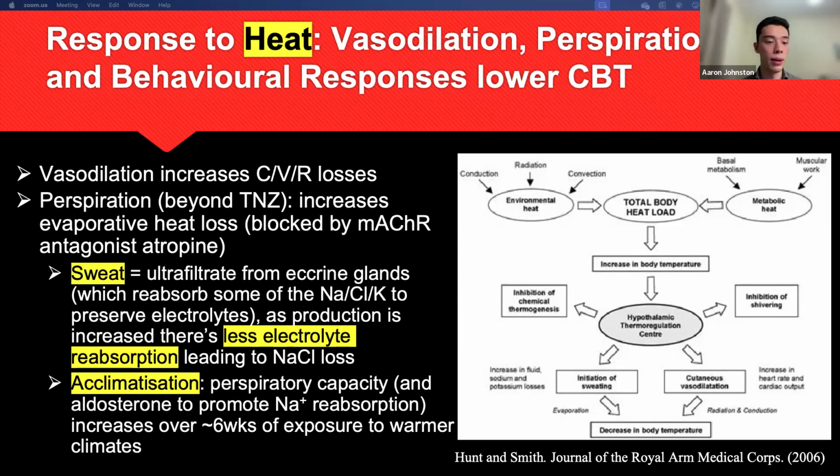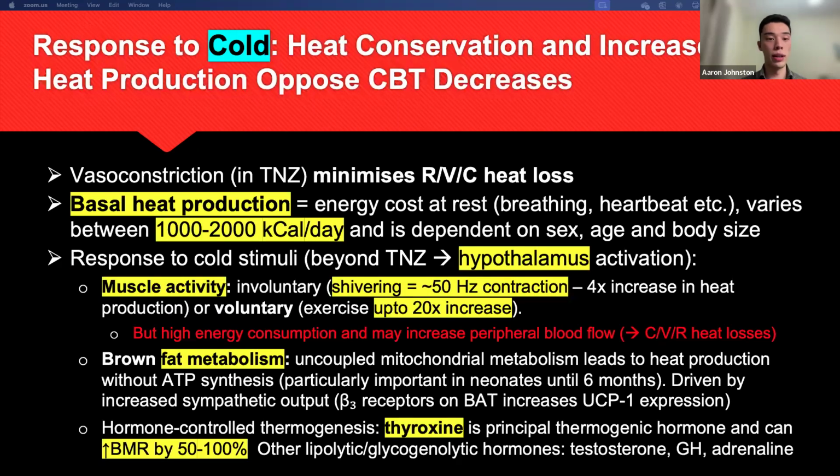Chronically then, we can increase our perspiratory capacity. For example, aldosterone can help promote sodium reabsorption, so we're not losing all that sodium. And this can happen within about 6 weeks of exposure to warmer climates. Response to cold then, outside the thermoneutral zone.